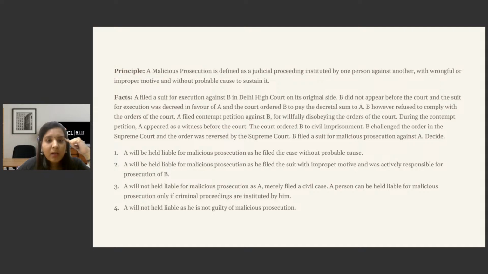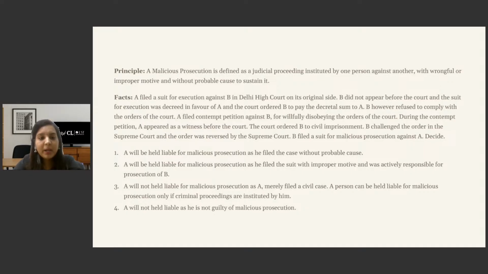Okay, so A filed a suit for execution against B in Delhi High Court on its original side. B did not appear before the court, and the suit for execution was decreed in favor of A. The court ordered B to pay this decretal sum to A. B, however, refused to comply with the orders of the court. A filed contempt petition against B for willfully disobeying the orders of the court.